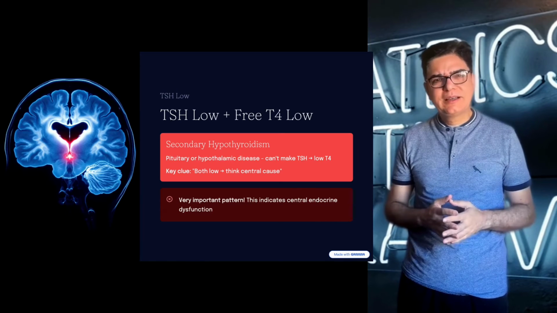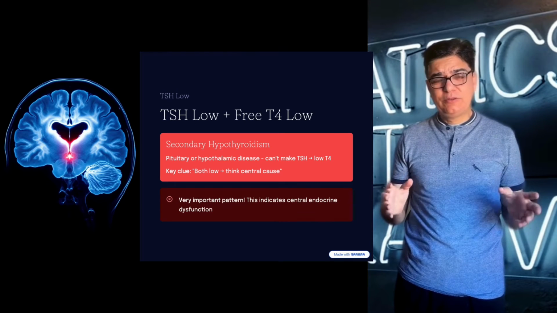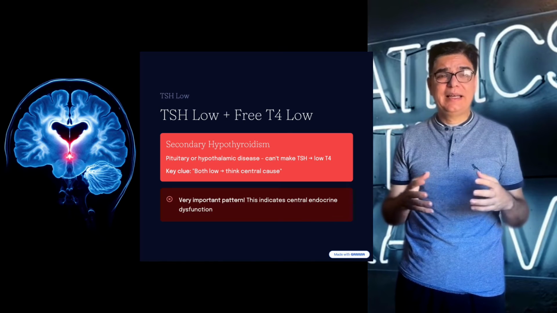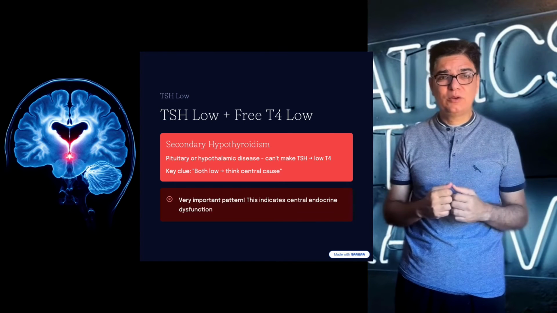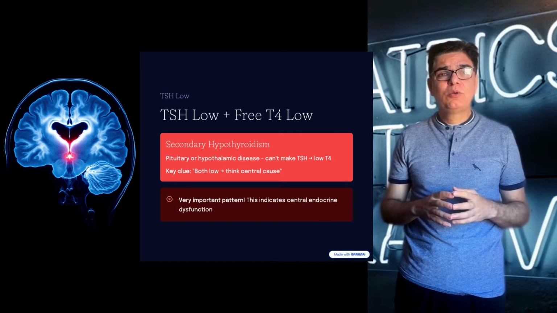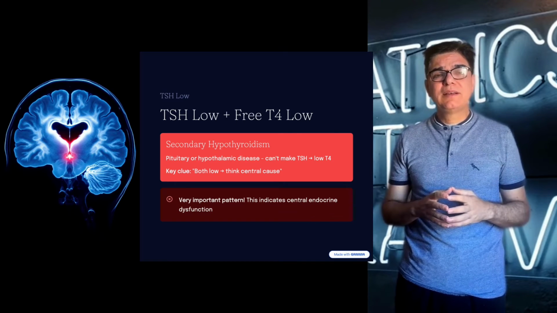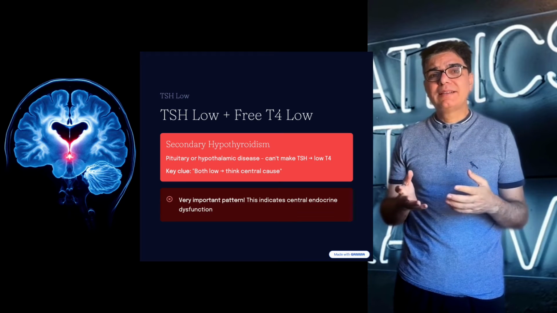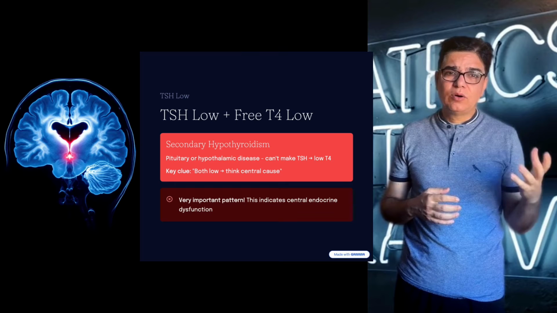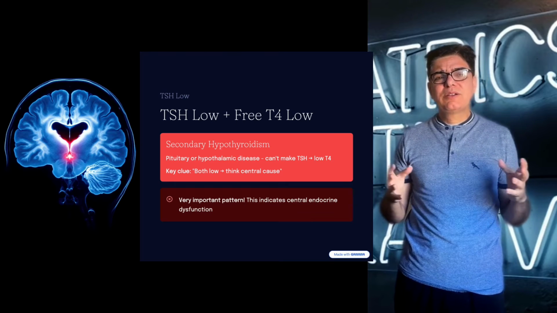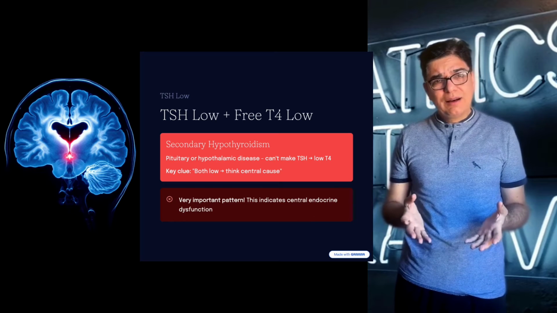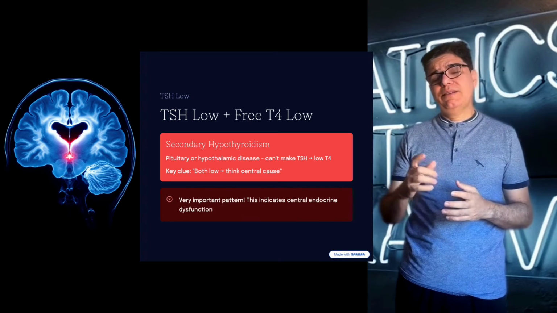The third possibility is that the TSH is low and the free T4 is also low. So if both TSH and free T4 are low, that suggests that the pituitary itself isn't doing its job. We call it secondary hypothyroidism due to pituitary or hypothalamic disease. So remember, if both are low, that is TSH and T4, there is always a central cause. So clinically always look for other pituitary hormone deficiencies too. So the problem is somewhere in the brain, in the pituitary gland, or in the hypothalamus. Moving on to the next slide.